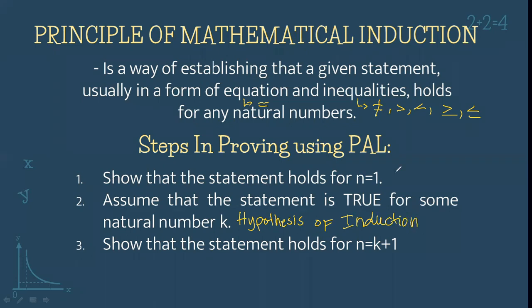Sa step 1 po, kapag na-prove natin na true siya for n is equal to 1, possibly na true siya sa mga susunod na number na k, na kasunod po nitong 1. Then, kapag meron na po tayo nitong dalawa, pwede na rin po nating ma-prove na sa iba pang susunod na numbers ay true din po siya kapag napatunayan natin ito pong step number 3. So without further ado, let's proceed now to our first example.